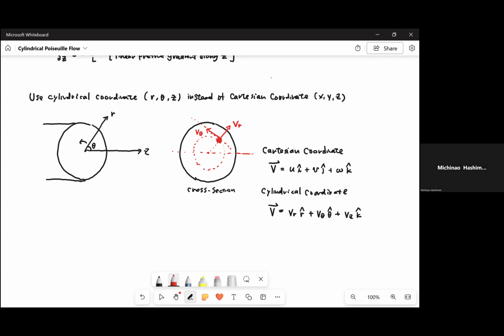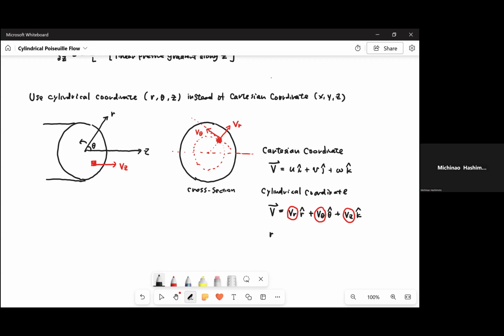Of course, for any kind of fluid particle, it should also be trying to flow in the direction of V_z. So these three directions are about V_r, V_theta, and V_z. And then r hat, theta hat, and k hat are the unit vectors in each direction.